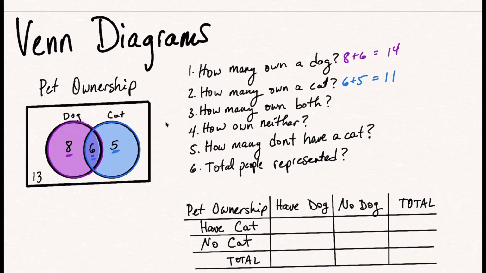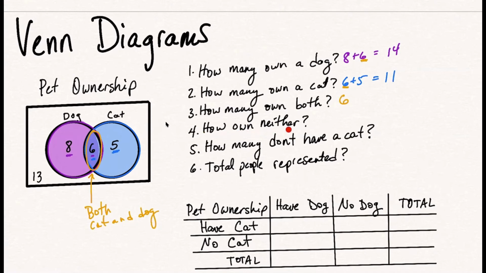Some people own both a dog and a cat. So how do we figure out how many people own both? Well, that's going to be the people in the middle here because they're inside the circle for the dogs and inside the circle for the cat. These people here own both. And you see when we did our addition, that 6 is represented here.